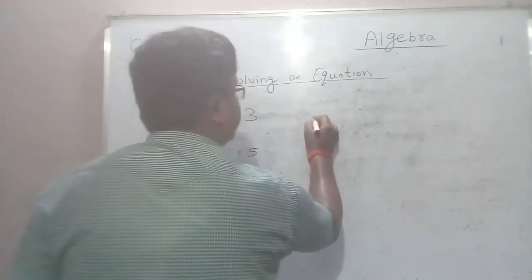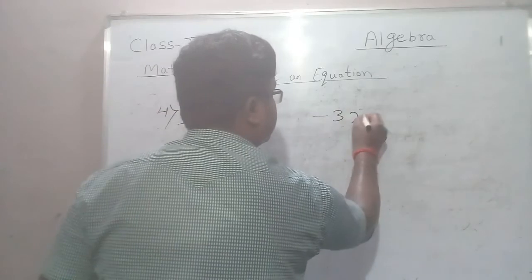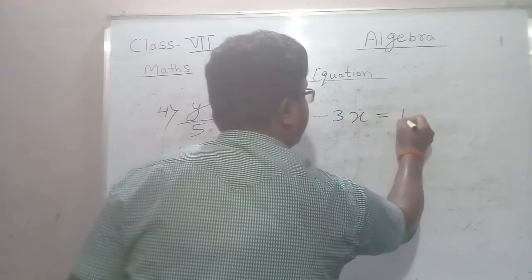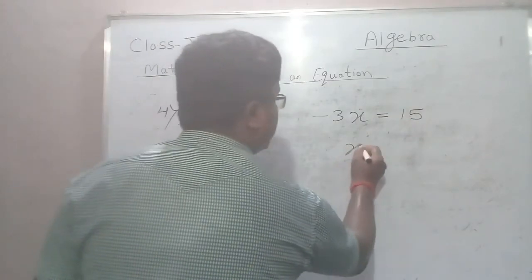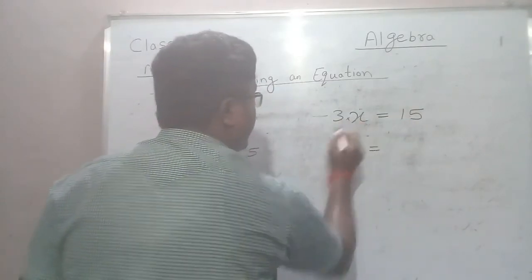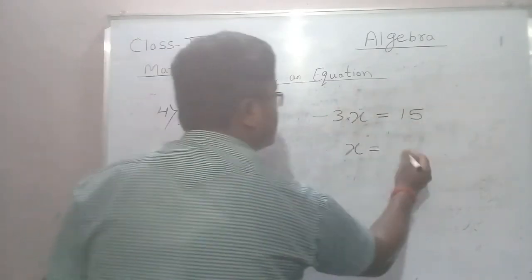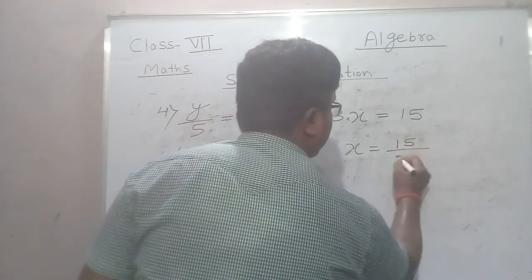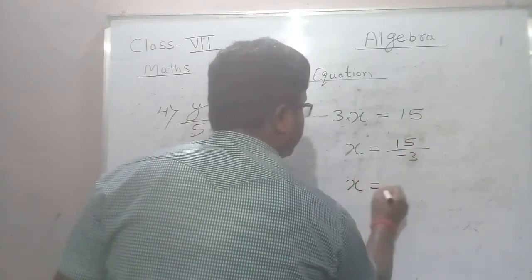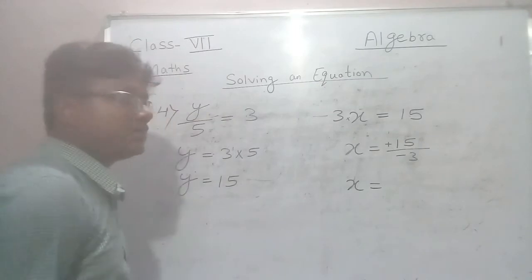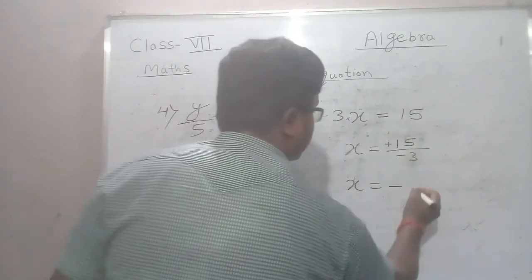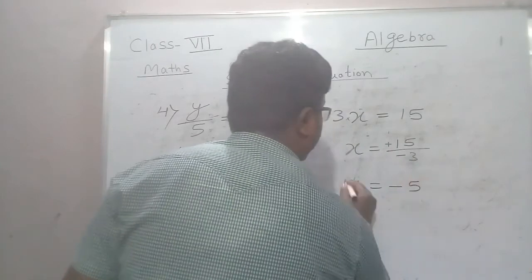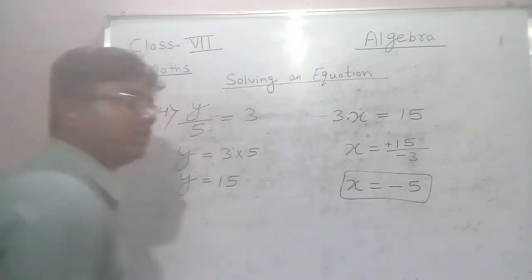Suppose there is minus 3x is equal to 15. So what will happen now? x will remain here. Minus 3 is multiplied here, so minus 3 transfers to the right hand side. 15 divided by minus 3. x is equal to, here it is a plus sign. Plus divided by minus is minus. 15 divided by 3 is 5. This is your answer.